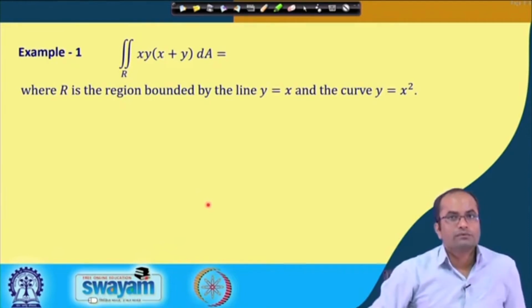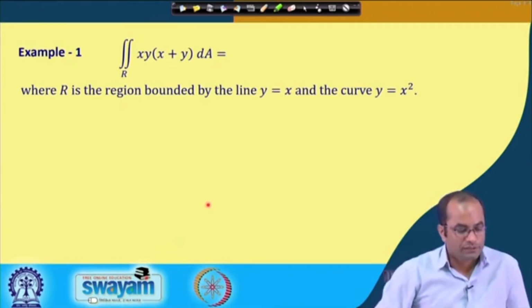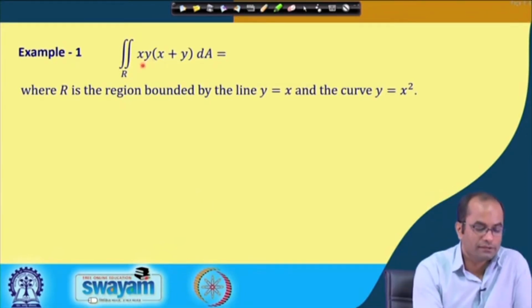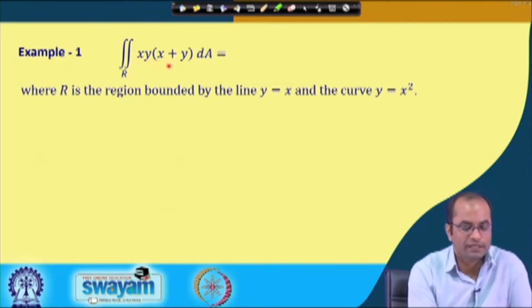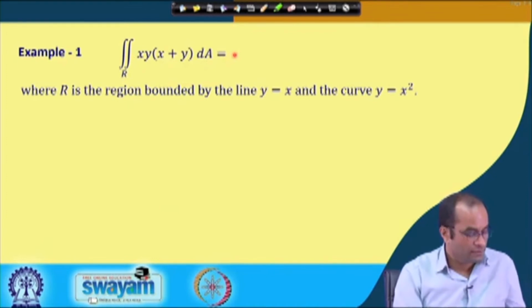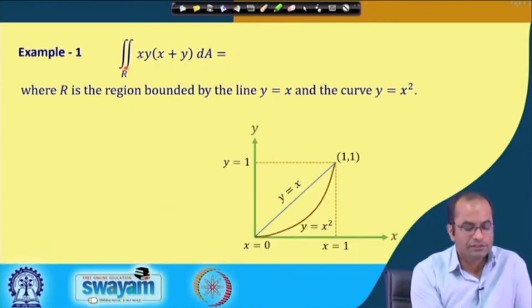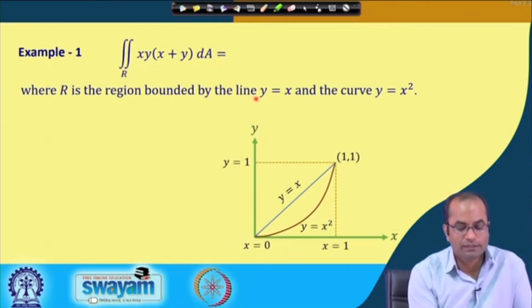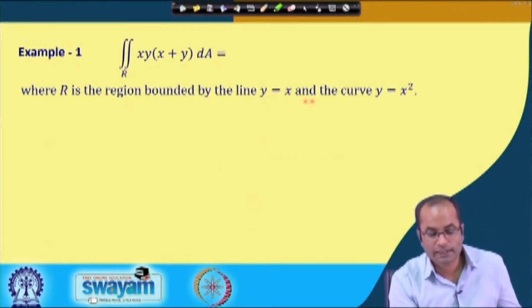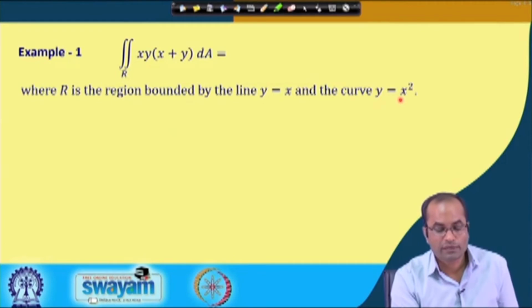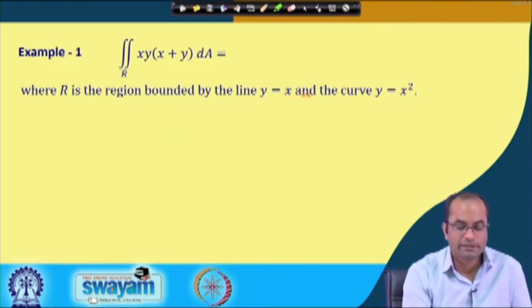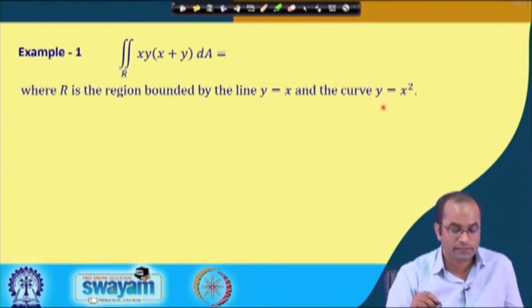So, let us go to the example here. In the first example we have the integrand x y multiplied by x plus y dA, and we will compute its value. This region R is bounded by the line y is equal to x and the curve y is equal to x square. So, we have this line and the parabola y is equal to x square.